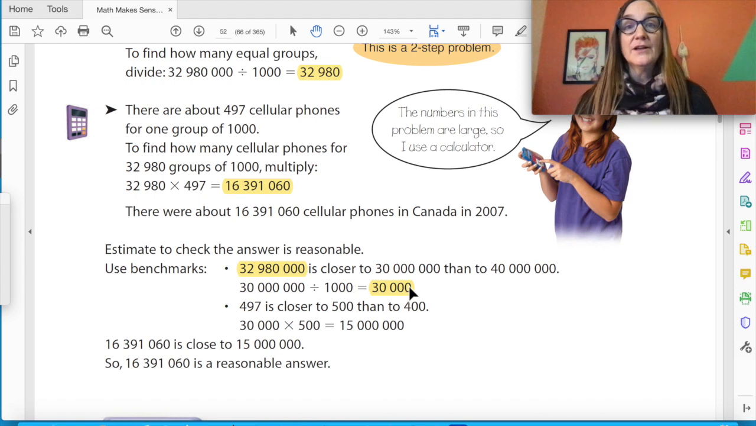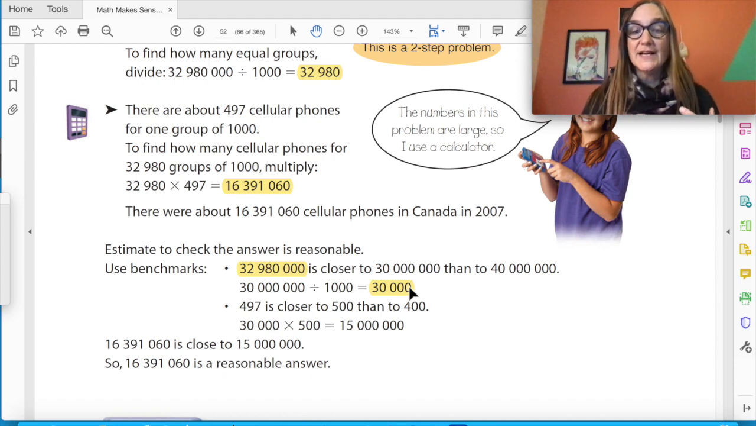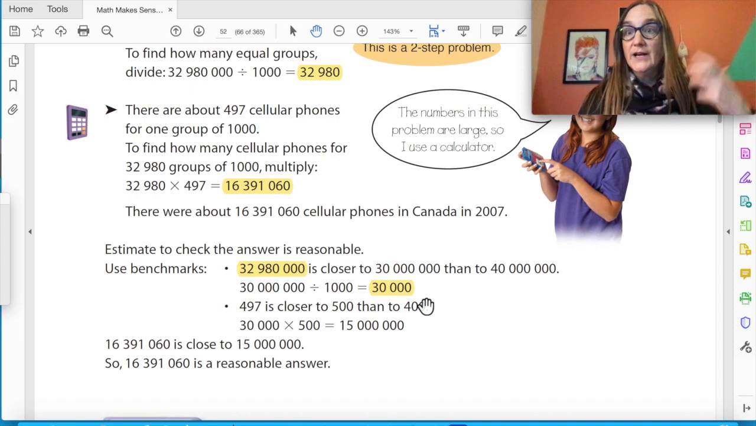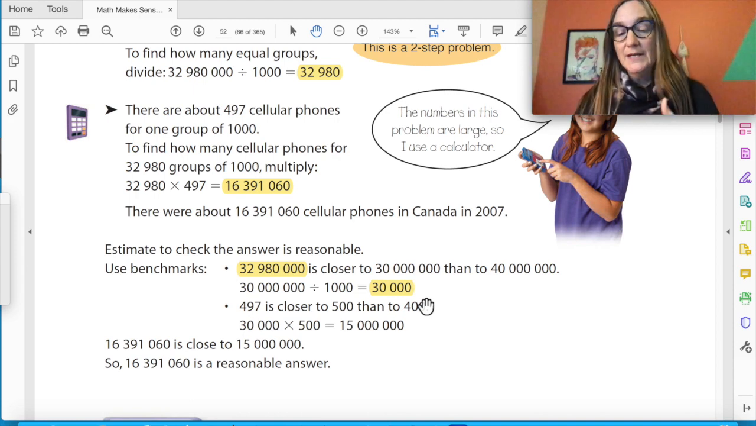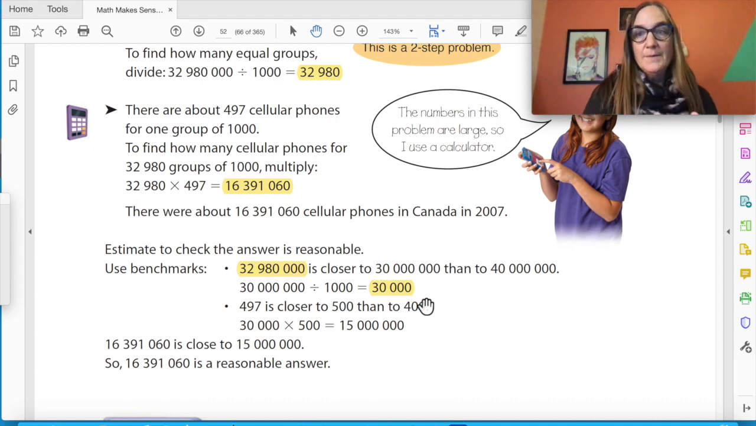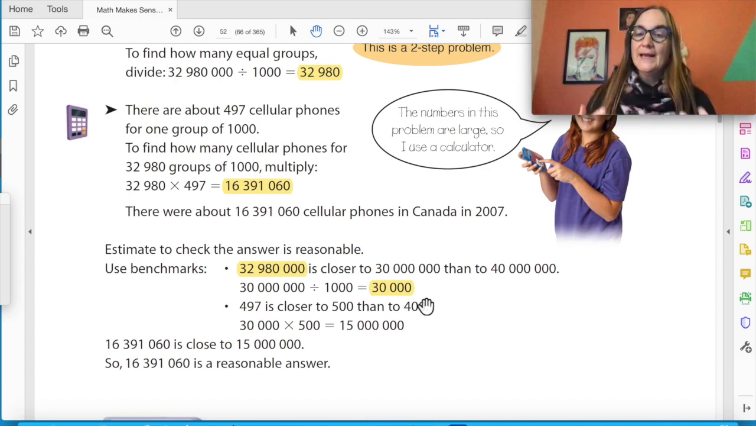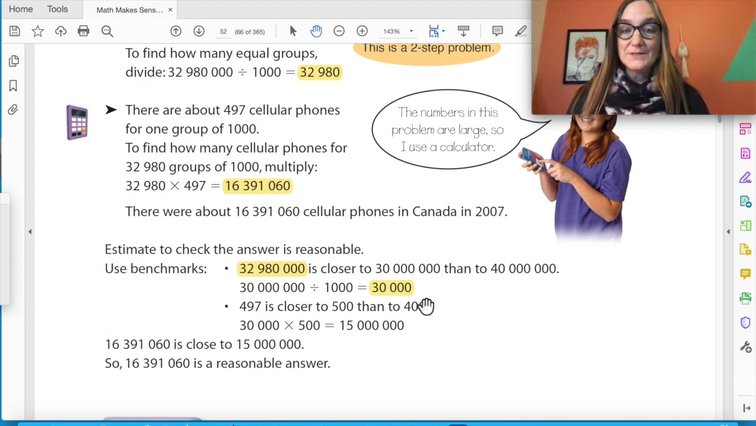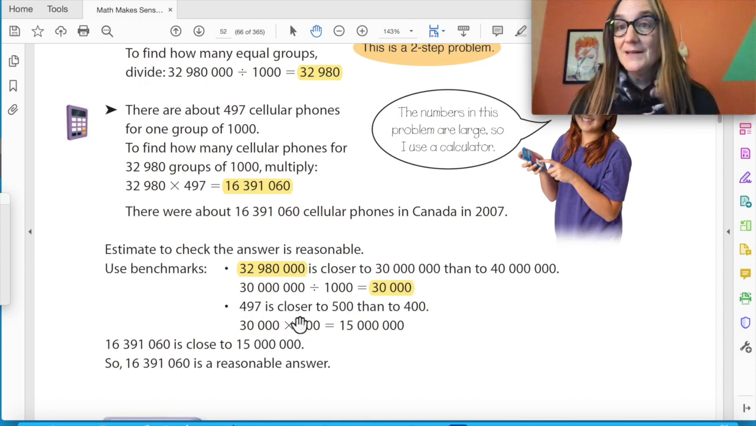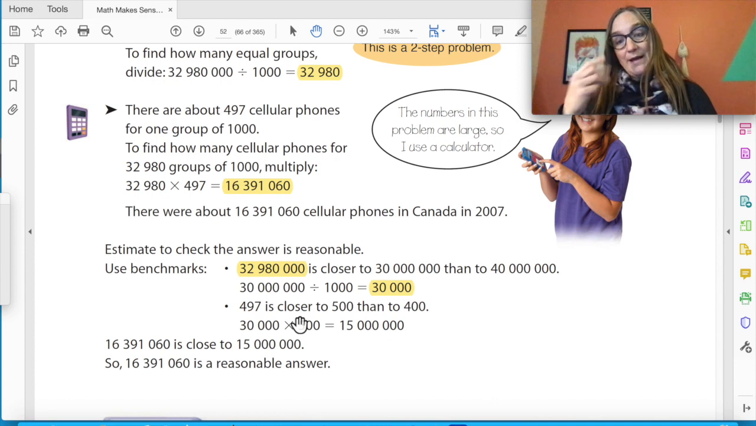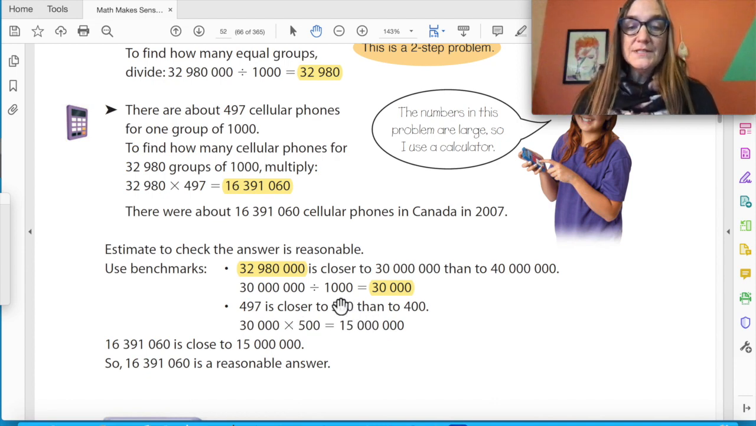So we can be doing all this in our heads, right? This is if we don't have a calculator, we don't have something to write down on, and also just when we're checking, or if we're asked to estimate and we don't have to find the exact answer. So far we can do this all in our head. 32,980,000 is closer to 30 million than 40 million. 30 million divided by 1,000, in my head, I'm just crossing off 3 zeros, and I am left with 30,000. Now, 497 is pretty close to 500. It's only 3 away. So we'll use the number 500 to work with.